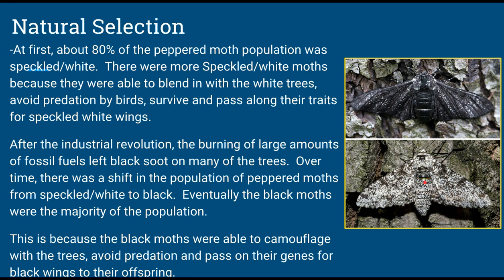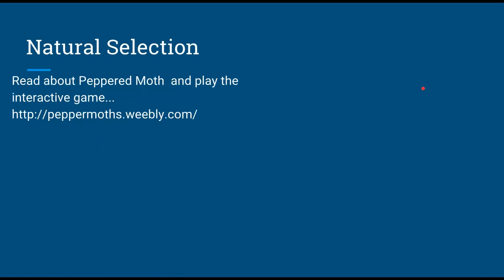But after the Industrial Revolution, the burning of large amounts of fossil fuels left black soot on all the trees. So after many months, there was a shift in the population of peppered moths from the speckled ones to the black ones. Eventually the black ones took over the majority of the population. This is because now they were able to camouflage with the trees, avoid predation, and pass on their genes for black wings to their offspring. So they overcame the lighter colored ones as the predominant trait for that species.